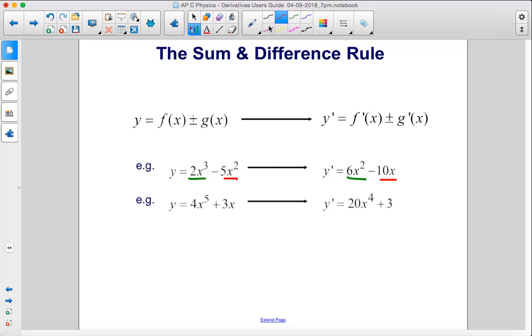Here we have another example. y equals 4x to the fifth plus 3x. We take the derivative of the first part, which is 5 times 4, which is 20, times x to the fourth, and then we add the derivative of the second part, 3x. The derivative of 3x to the first power is 1 times 3, which gives you 3, times x to the 0, which is just 1.